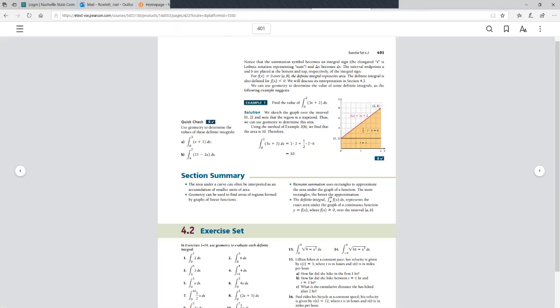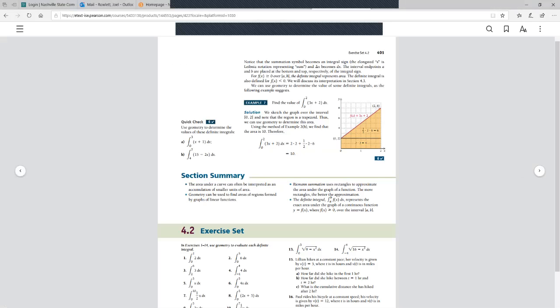Our final example here, we finally did all of this work to simply get to this point here. Find the value of the integral from 0 to 2 of the function 3x plus 2 with respect to x. If you graph 3x plus 2, you get this red line right here. I'm tracing it here in black. That's your function.